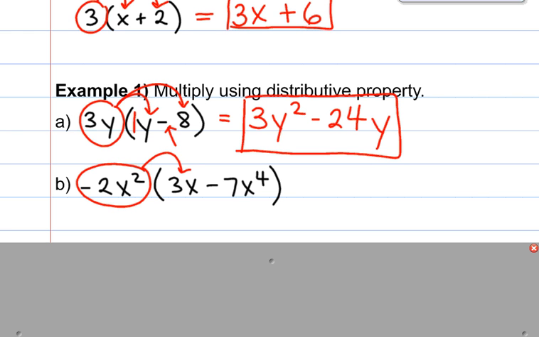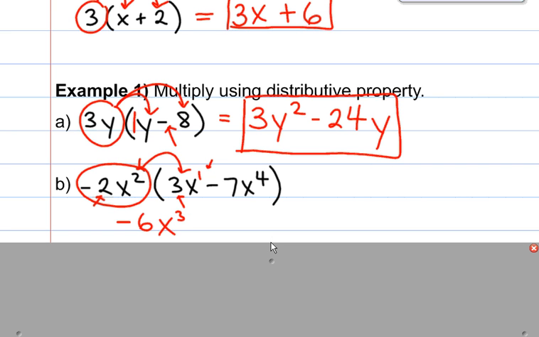If you want to think of x having an exponent of 1, you can. Then we'll have negative 2 times 3, which is negative 6. And then for the exponents, you have x squared times x to the first. So what we're doing is multiplying like bases. When we multiply like bases, we want to add the exponents. So that would be negative 6x to the third power.